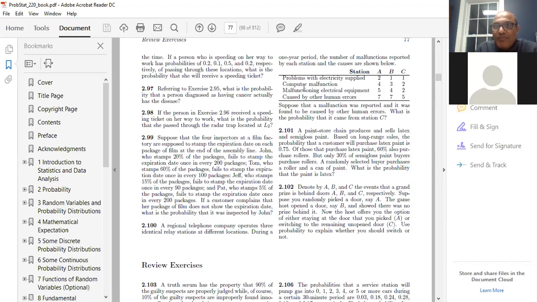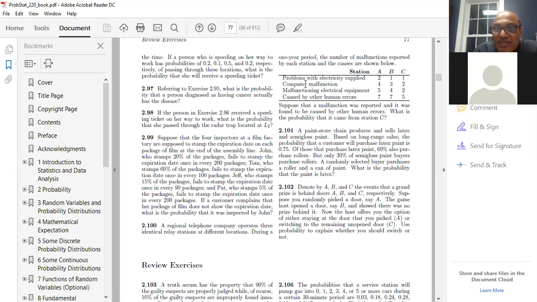Two problems, one problem. Computer malfunctioning for station A, 4, station B, 3, C, 2. Malfunctioning electrical equipment, 5, 4, 2. Caused by other human errors, 7, 7, and 5. Right, human errors. Okay, question is, suppose that the malfunctioning was reported.